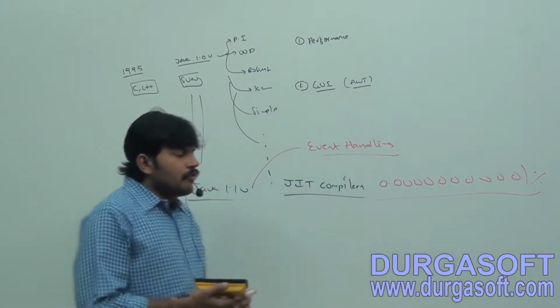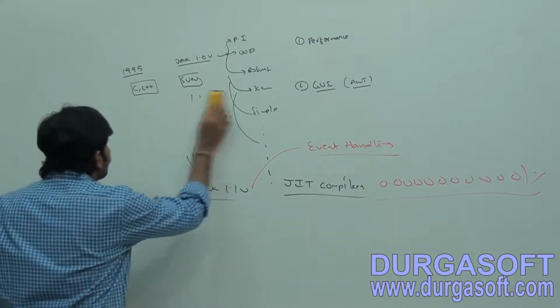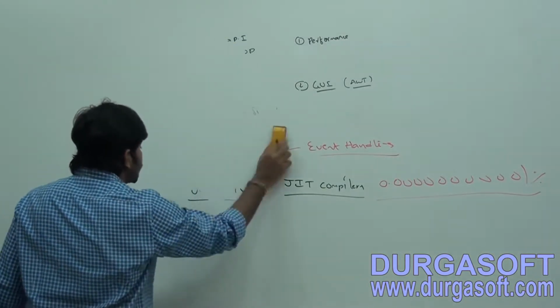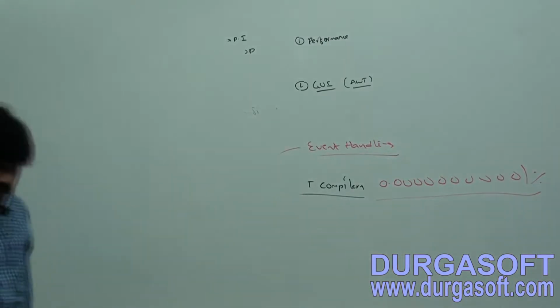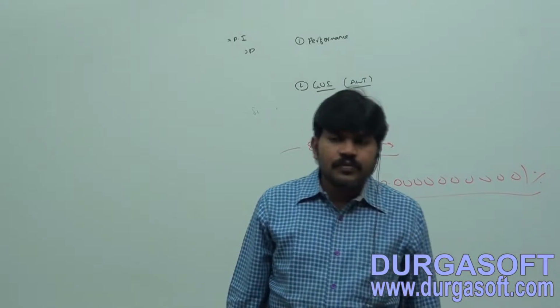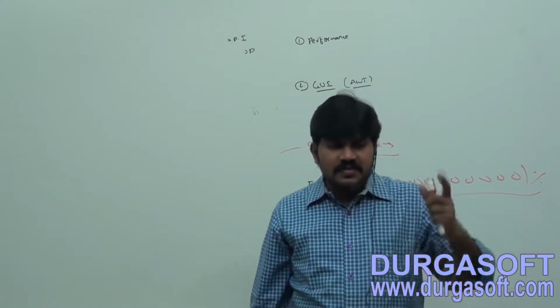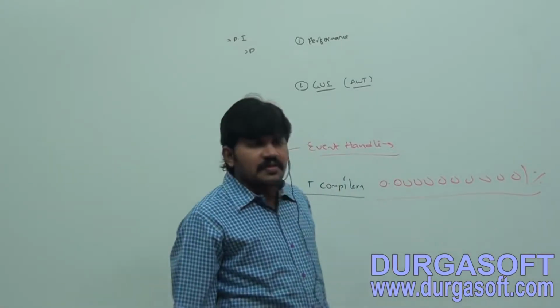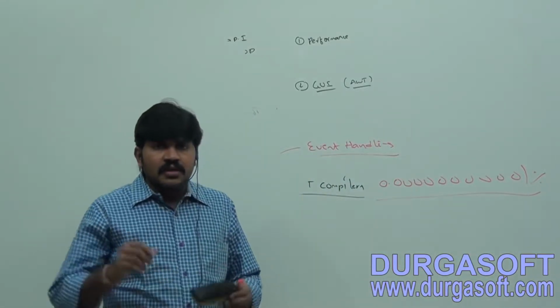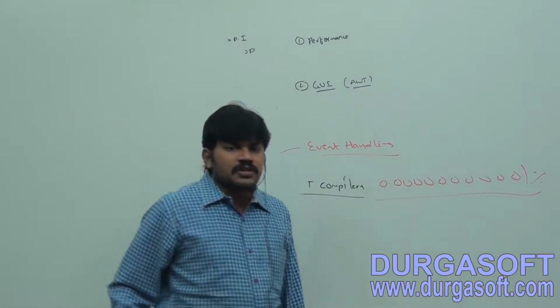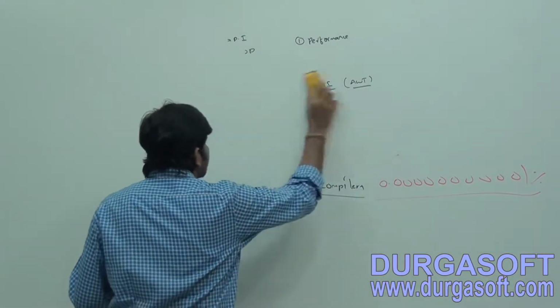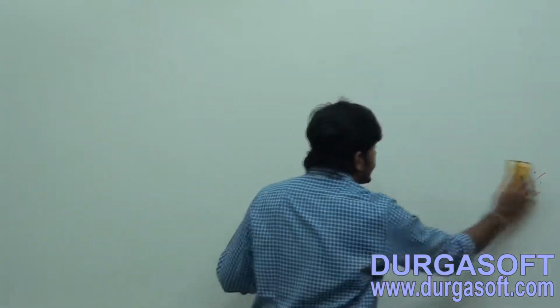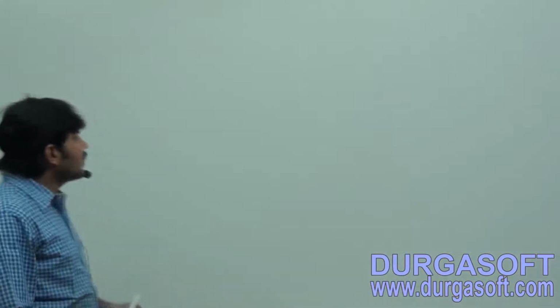Without existing one type of object, if there is no chance of existing another type of object, then we should go for inner classes.